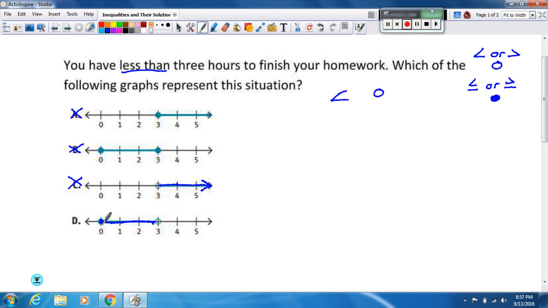Notice how it stops at 0. The reason it stops at 0 is because you can't have a negative amount of time. So D is the answer. That's the one that shows you have less than 3 hours to finish your homework.